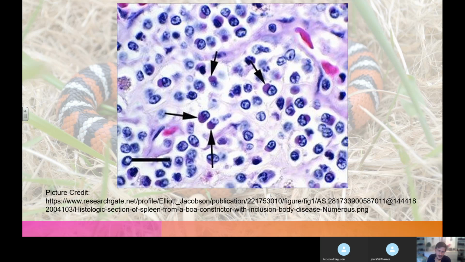This is a histological image from the spleen of a boa constrictor. You've got various cells here within the spleen, and these purple deposits within the cells that are denoted by the arrows, those are the characteristic inclusion bodies that we see with this disease syndrome. So we can be very suspicious when we look at a biopsy or when we look at tissues after post-mortem.